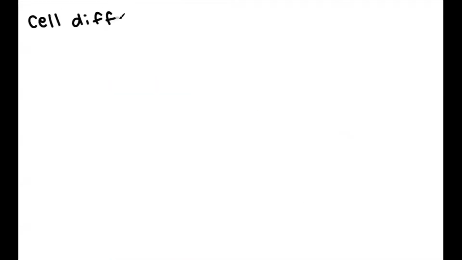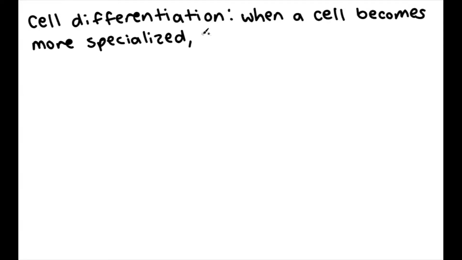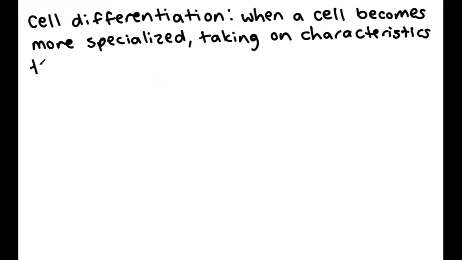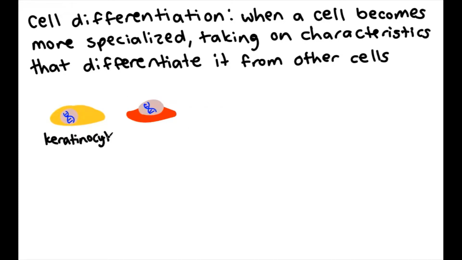Cell differentiation refers to a cell becoming more specialized. In other words, the cell is taking on characteristics that differentiate it from other types of cells. For example, while keratinocytes and cardiomyocytes look and function completely differently, they all have the same set of DNA.